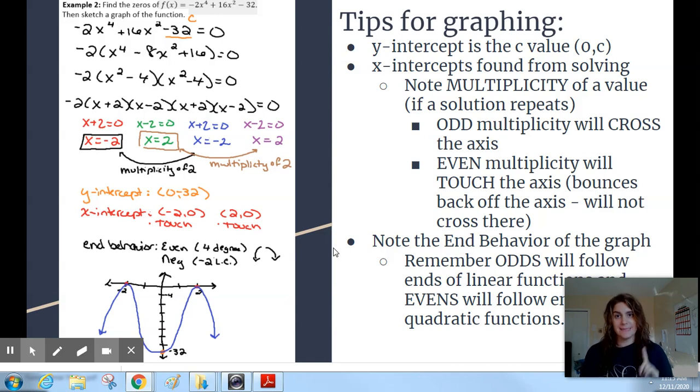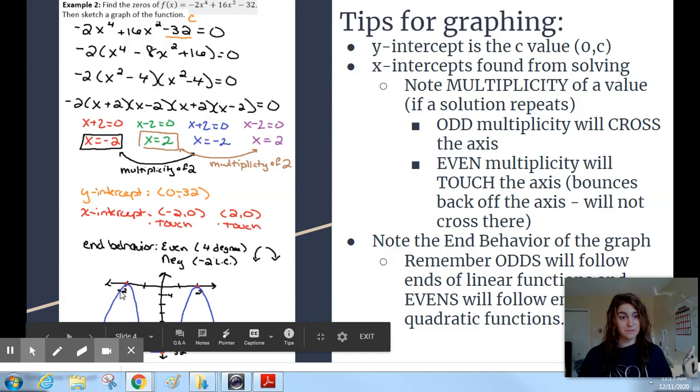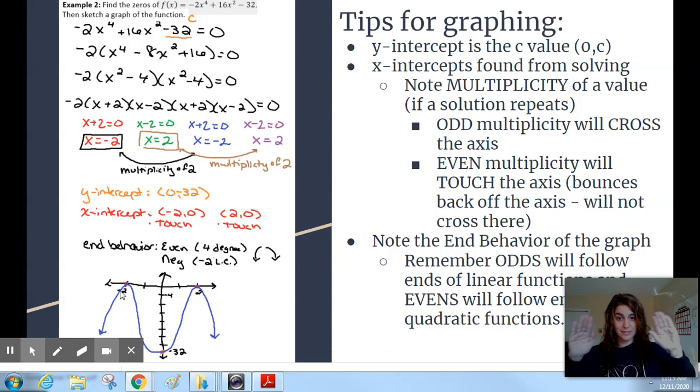The end behavior is a negative even function. So it tells me both ends have to go down. So when I sketched this graph, I found my two outermost points, which were 2 and -2, and I got those end behaviors down. I started with that. And then I just connected the points in between there.